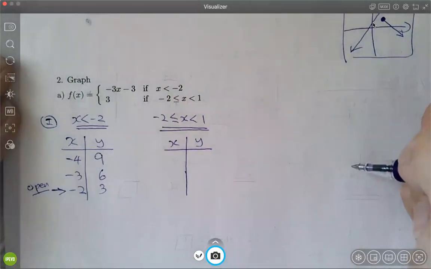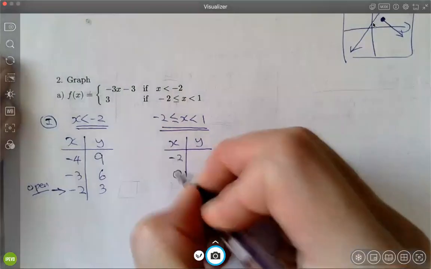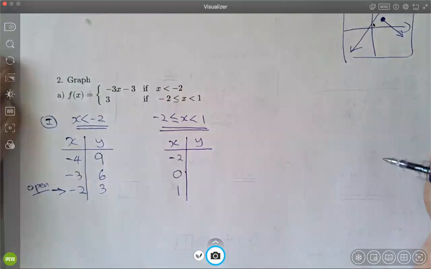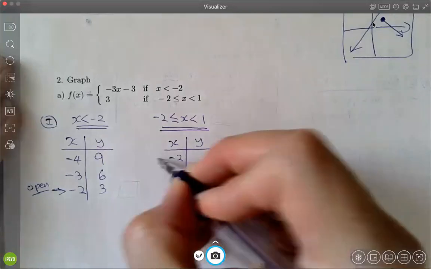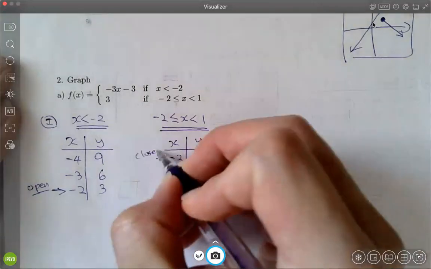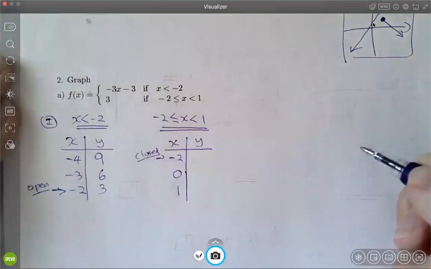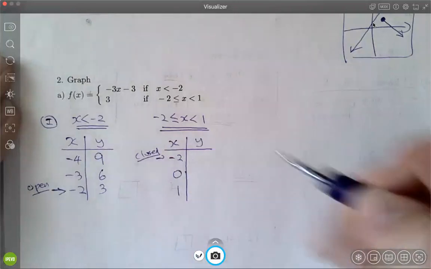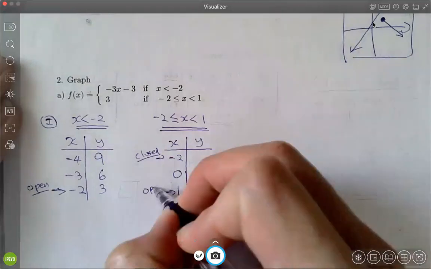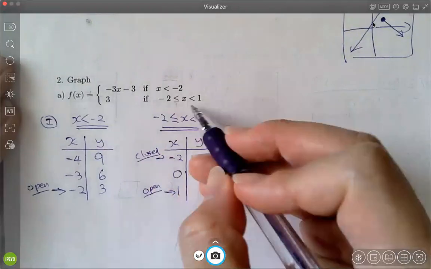-2, 0, and 1. Negative 2, 0, and 1, okay? Or if you want, you can choose negative 2, negative 1, and 1. But you have to include what? Negative 2 and 1, right? Okay, so at negative 2, we have to have a closed circle because of less than or equal to, right? And at 1, we have to have an open dot because we have less than 1, right?